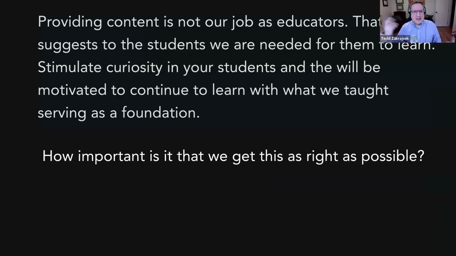I don't want students to be asking me all the time, hey, Dr. Z, what do you think of this? What do you think of this? I want to stimulate curiosity in the students and motivate them to continue to learn. So I'm going to teach some foundational stuff, and then I'm going to start saying, you can ask these questions.